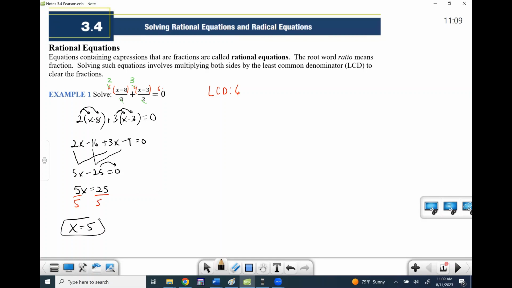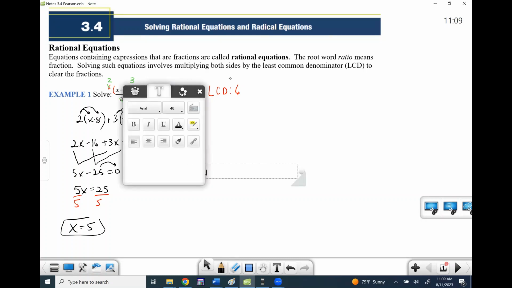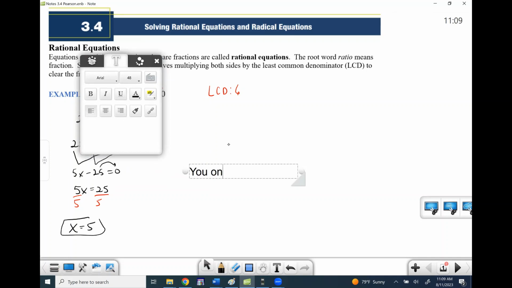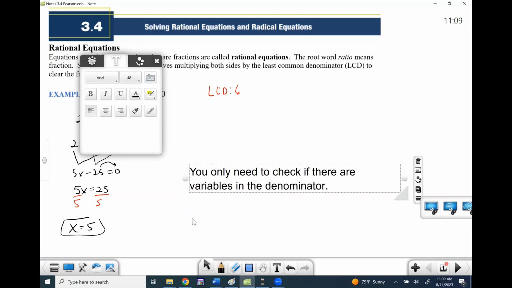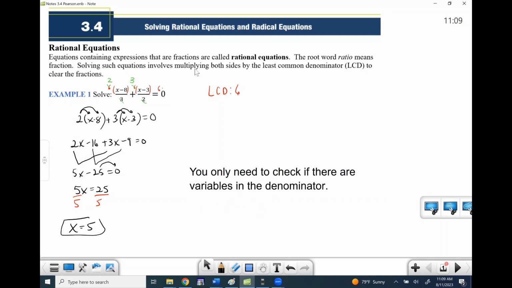Now we do not have to check on this particular rational equation because there were no variables in the denominator. You only need to check if there's variables in the denominator. All right, let's try the next one.